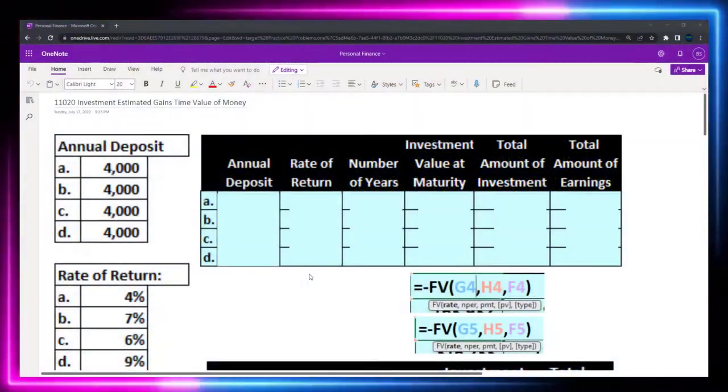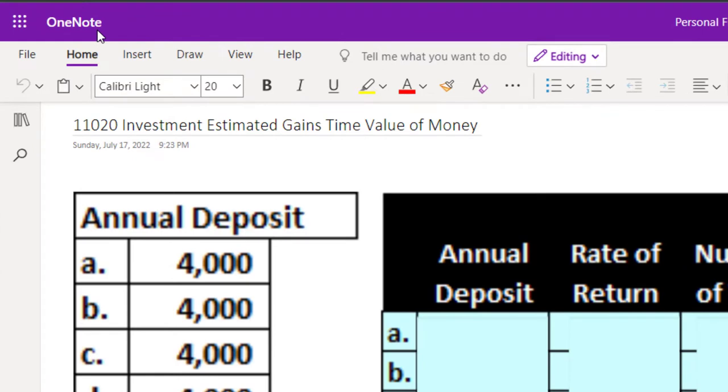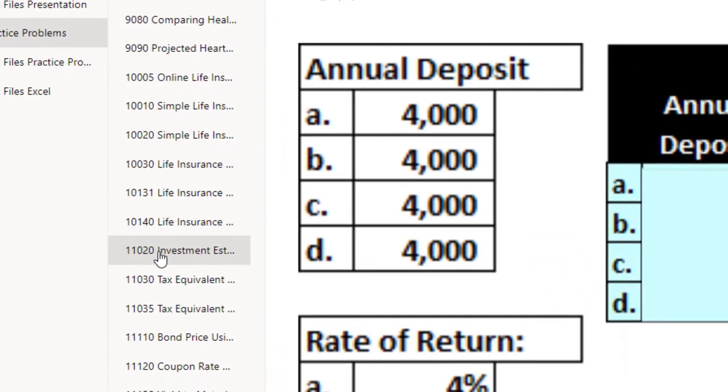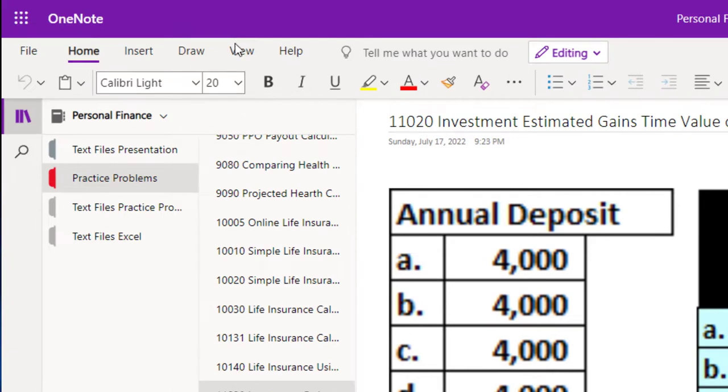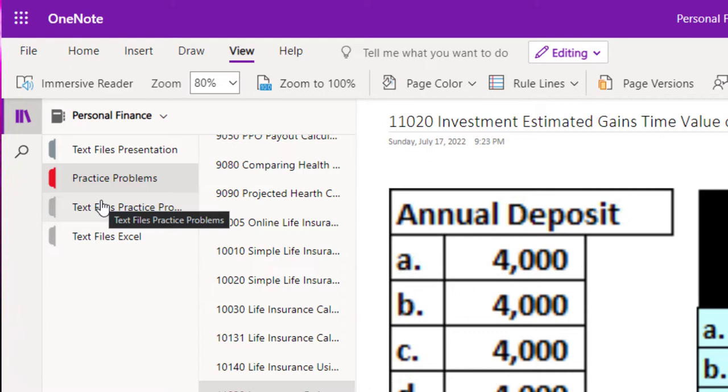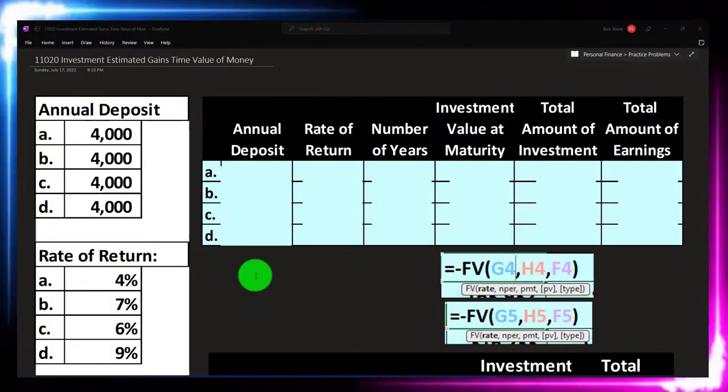It's not required, but if you have access to OneNote and would like to follow along, we're in the icon on the left-hand side, Practice Problems tab, in the 11020 Investment Estimated Gains Time Value of Money tab. Also, take a look at the Immersive Reader tool. Our practice problems typically have a text area too, with the same name, same number, but with transcripts. Transcripts can be translated into multiple languages, either listened to or read in them. Information on the left, calculations on the right.